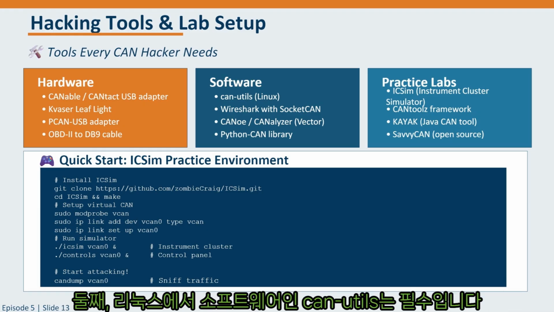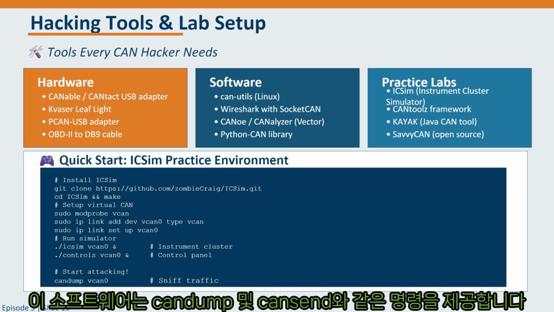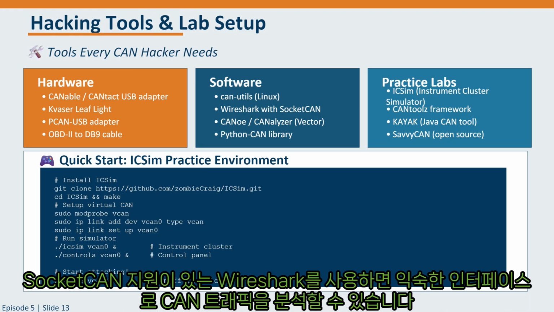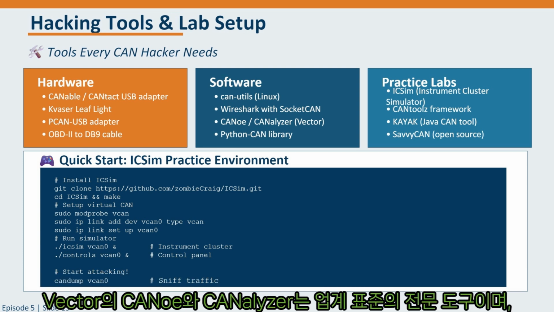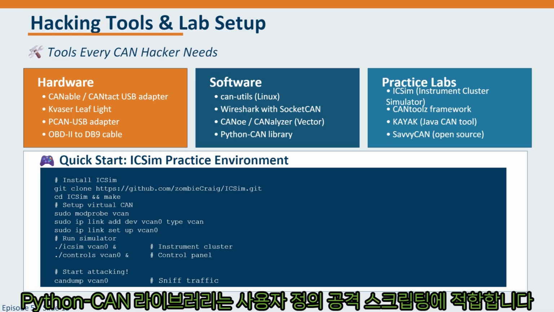Second, software. On Linux, CANutils is essential. It provides commands like CANdump and CANsend. Wireshark with Socket CAN support lets you analyze CAN traffic with a familiar interface. Canoe and Canalyzer from Vector are industry-standard professional tools. And the Python CAN library is great for scripting custom attacks.